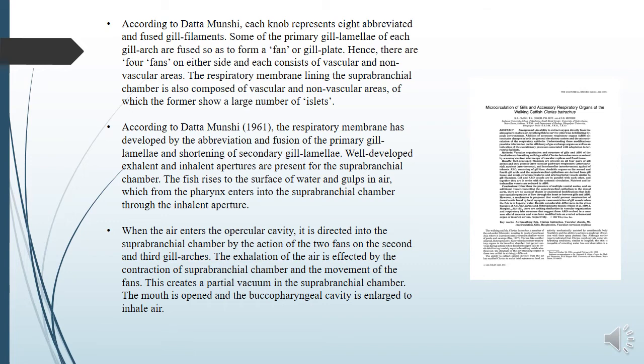Well-developed exhalant and inhalant apertures are present for the suprabranchial chamber. The fish rises to the surface of water and gulps in air, which from the pharynx enters into the suprabranchial chamber through the inhalant aperture. When the air enters the opercular cavity, it is directed into the suprabranchial chamber by the action of the 2 fans on the second and third gill arches.